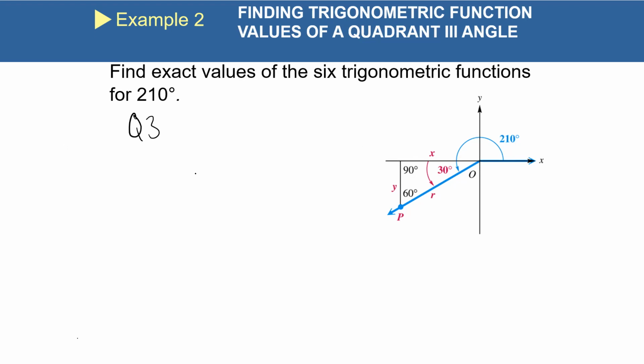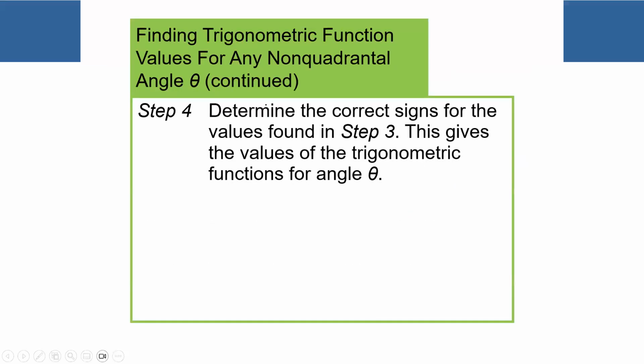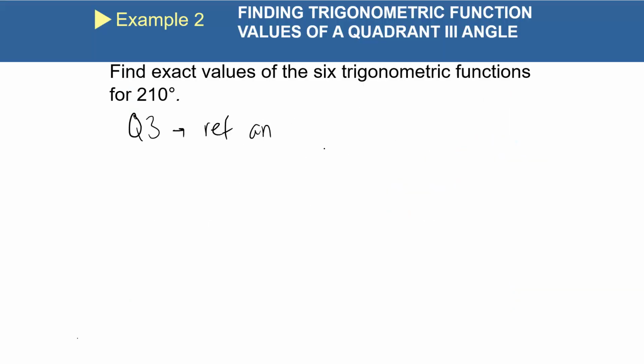3. Agree? Because it's in quadrant 3, I know that in order to find the reference angle, that's going to be 210 minus 180, right? So to find the reference angle, we're going to do 210 minus 180, which equals 30 degrees. Agree?